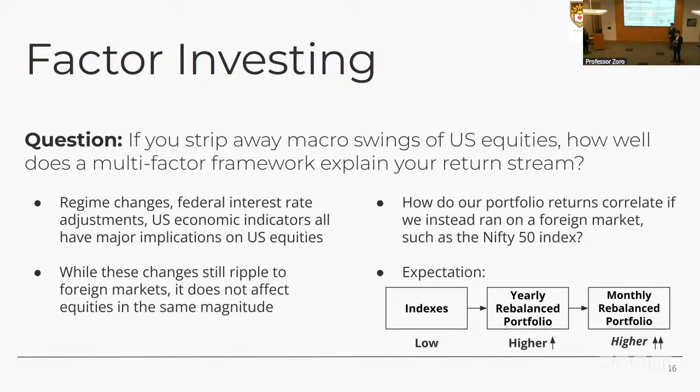So regime changes are a really big thing because in the US, these federal interest rate adjustments, these economic indicators, they're all going to have big implications on US equities. These changes do somewhat ripple into foreign markets, but the main thing to consider is somewhere like the Indian market, the NSE exchange, it's going to have much less of these ripple effects, and it's not going to be particularly correlated to the S&P 500. So how do our portfolio returns correlate if we ran it on this Nifty 50 market? Well, we would expect that the indexes in and of themselves would have pretty low correlation, and then once we're rebalancing yearly, it's going to have higher correlation. Then once we're rebalancing monthly, it would have even higher correlation.